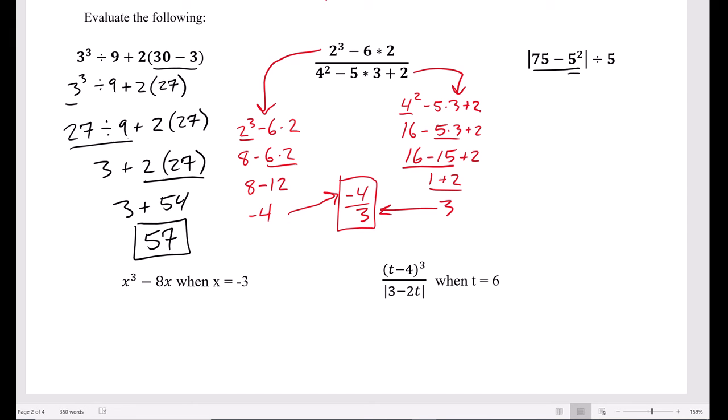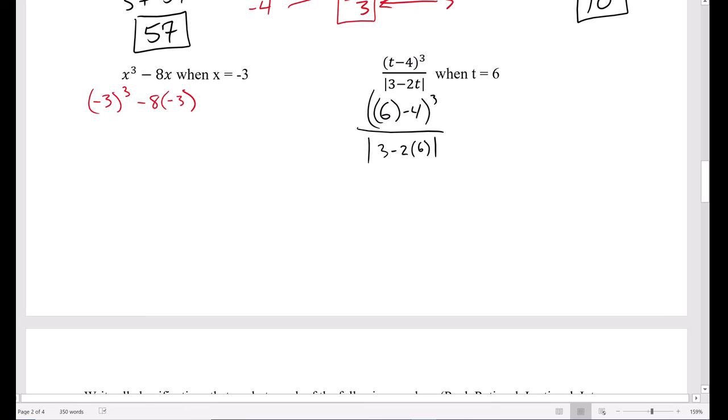That means I'm going to start with dealing with that exponent. So this becomes the absolute value of 75 minus 5 squared, which is 25. 75 minus 25 is 50, so I have the absolute value of 50. That's being divided by 5. The absolute value of 50 is just 50. And when I divide that by 5, I ultimately end up with an answer of 10.